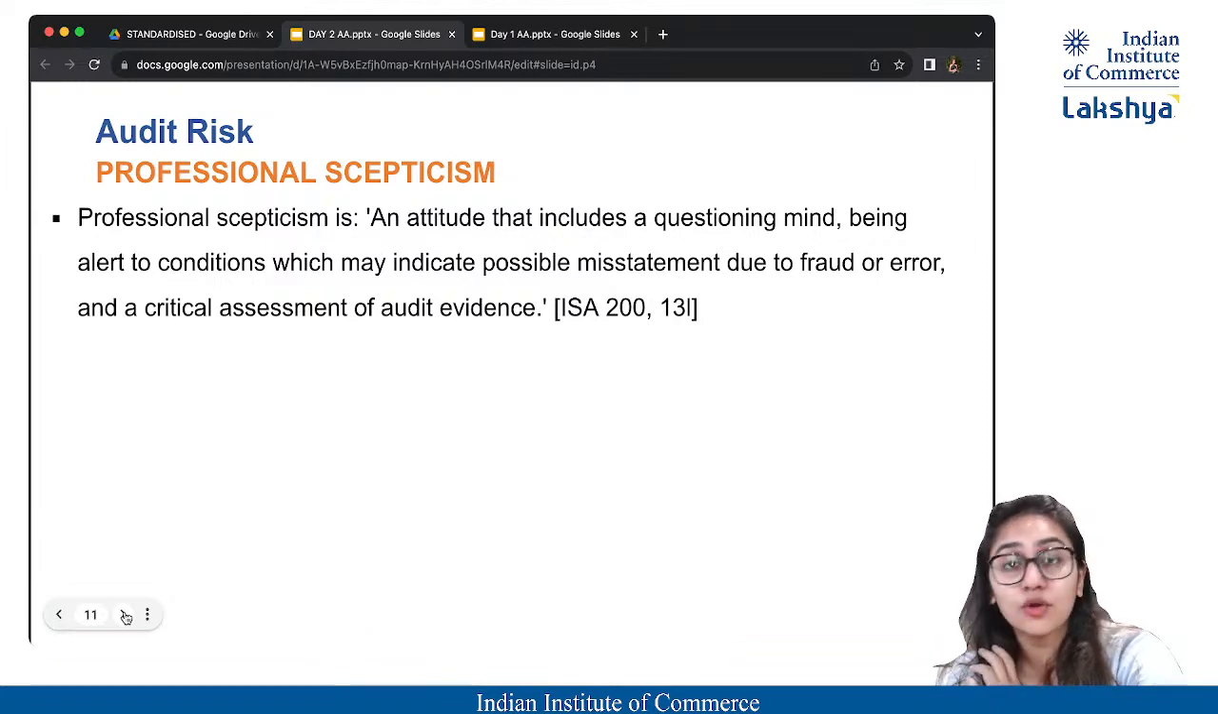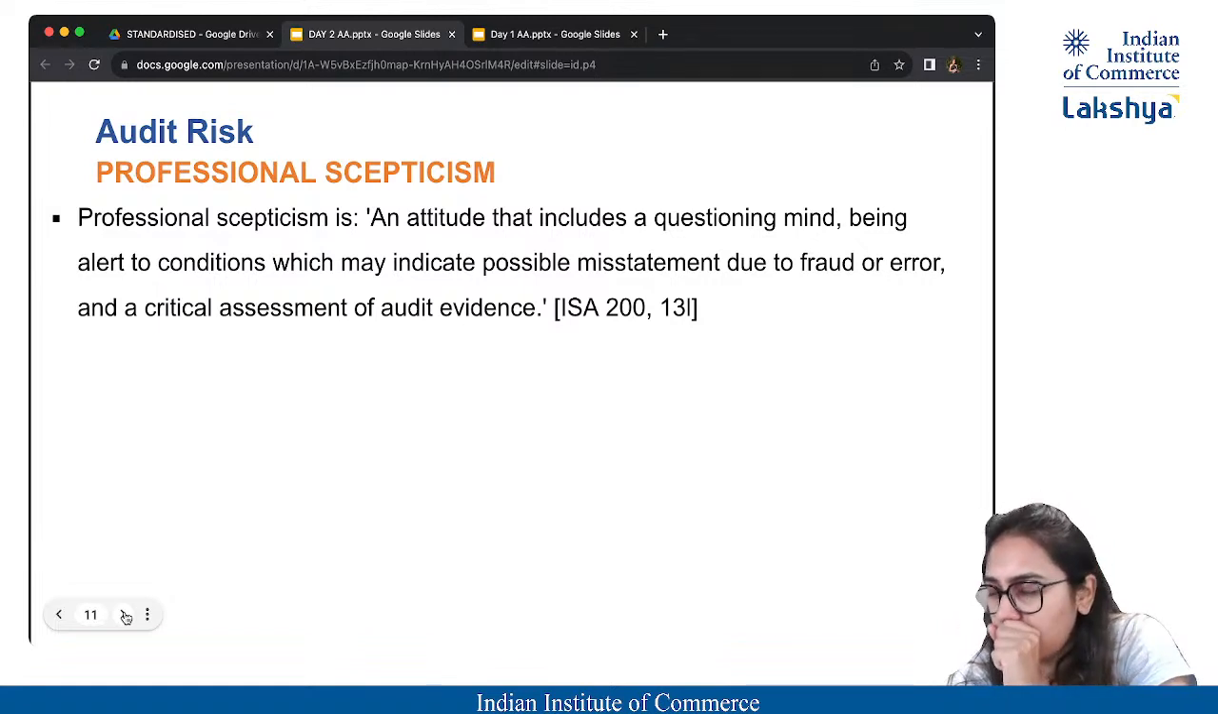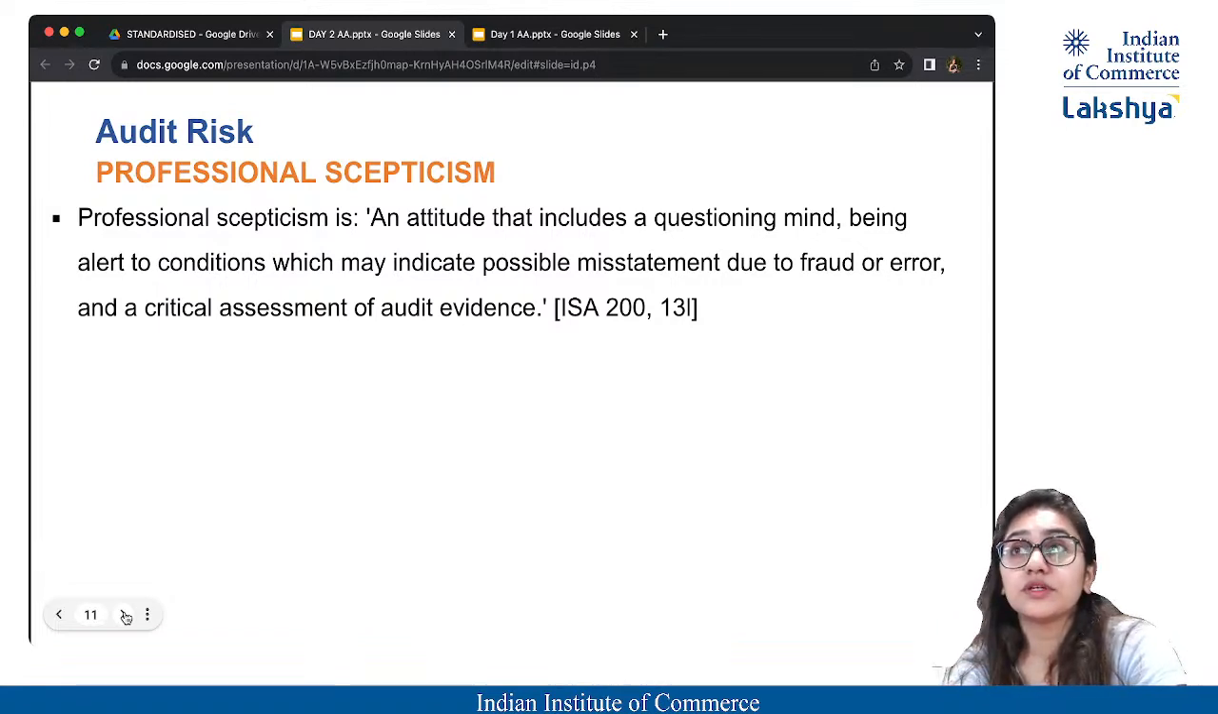You don't know how the operations work. Every company is different. If you have switched jobs, you might have noticed the atmosphere in every company is different. The way of working in every company is different. So if you as an auditor need to be on the same page as the company, you need to know about the procedures of the company. You need to learn about the company. For that, you need to have an attitude that includes a questioning mind. Ask questions about the company.